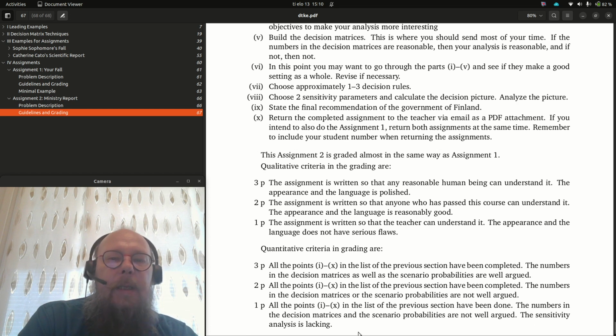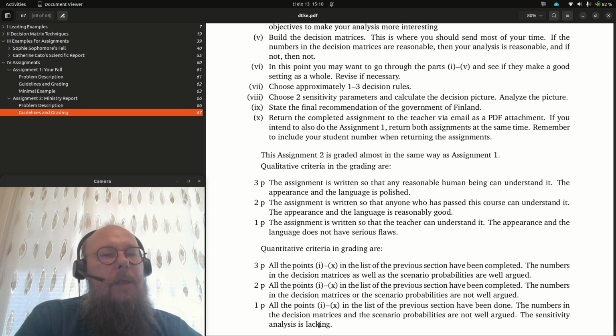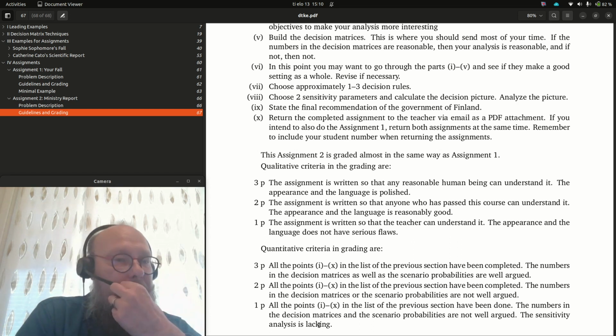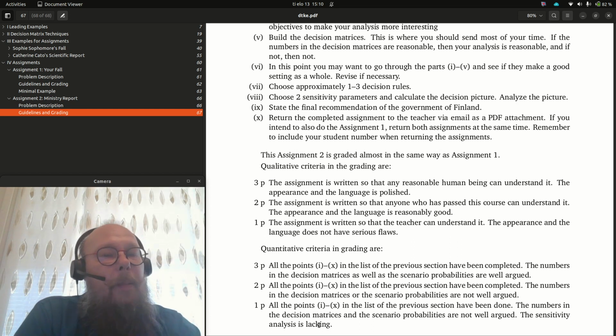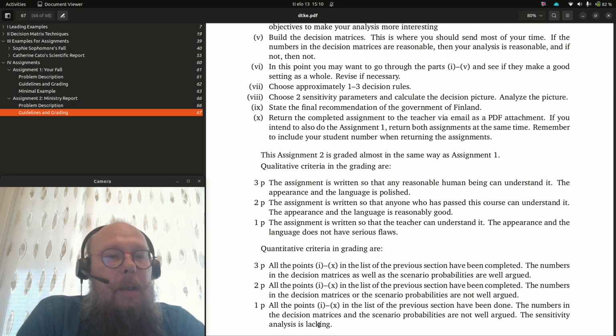And then the sensitivity analysis, it could be that you just point out what is the optimal decision, don't have any sensitivity parameters, so then you don't have sensitivity analysis, right? So you can pass this, get 1 point from this exercise without doing sensitivity analysis and simply looking at the solution for fixed, where everything is fixed.